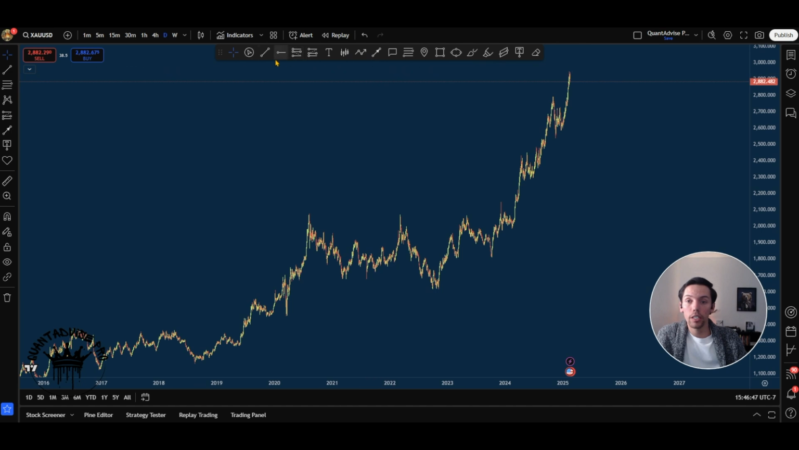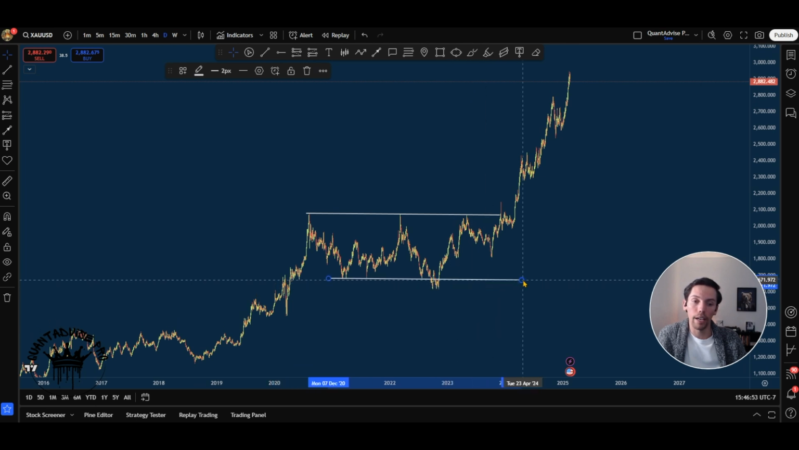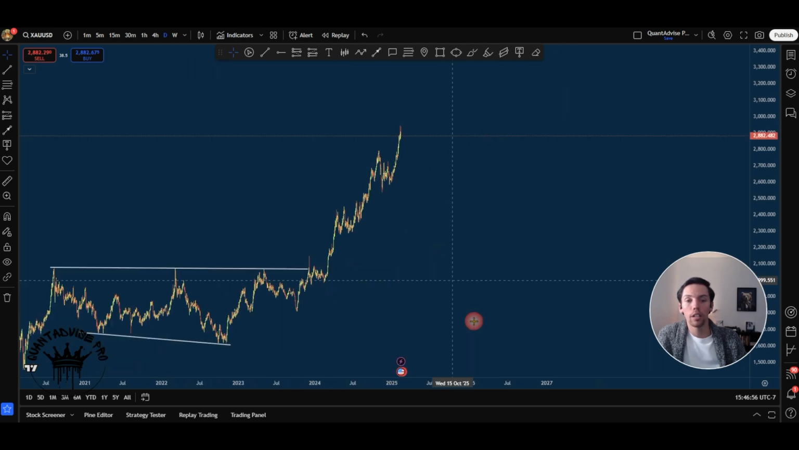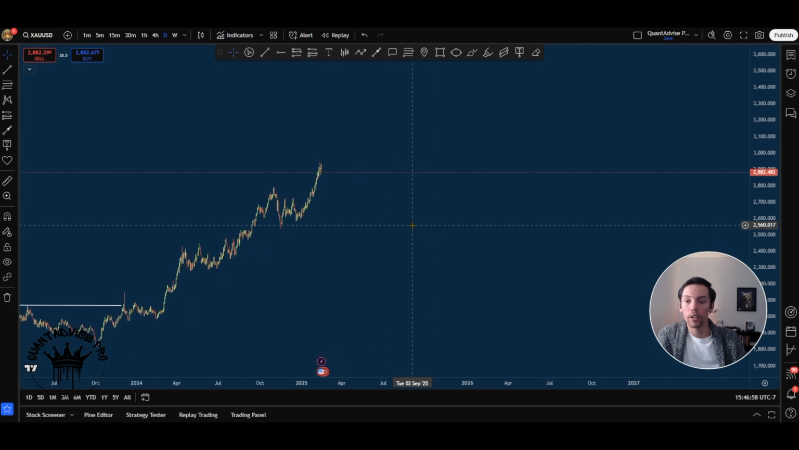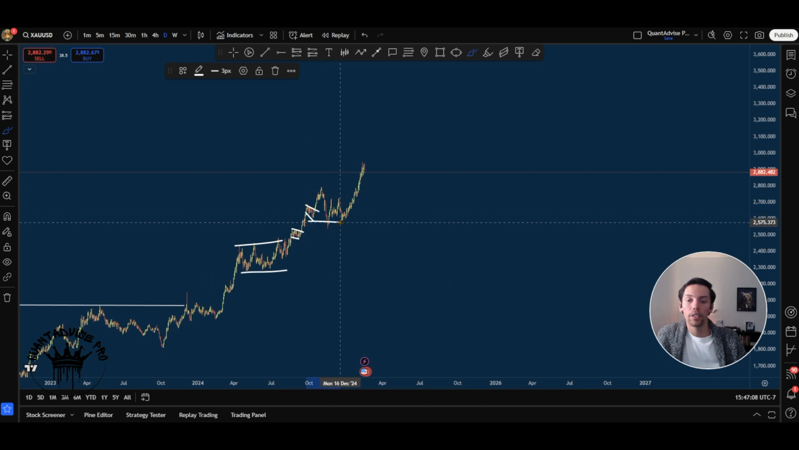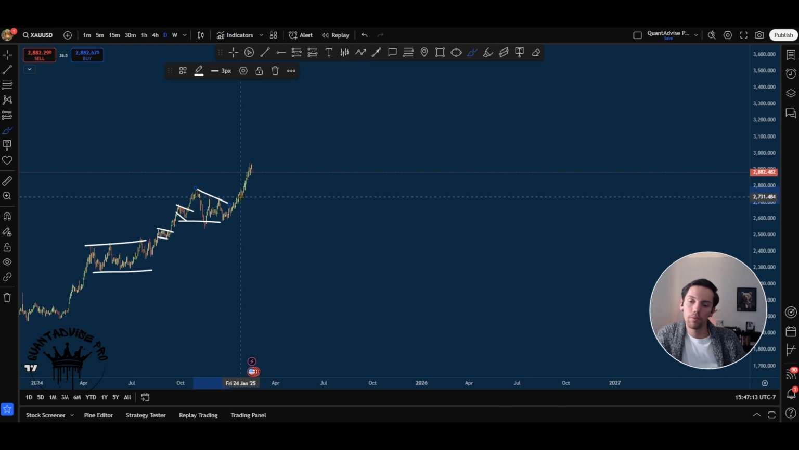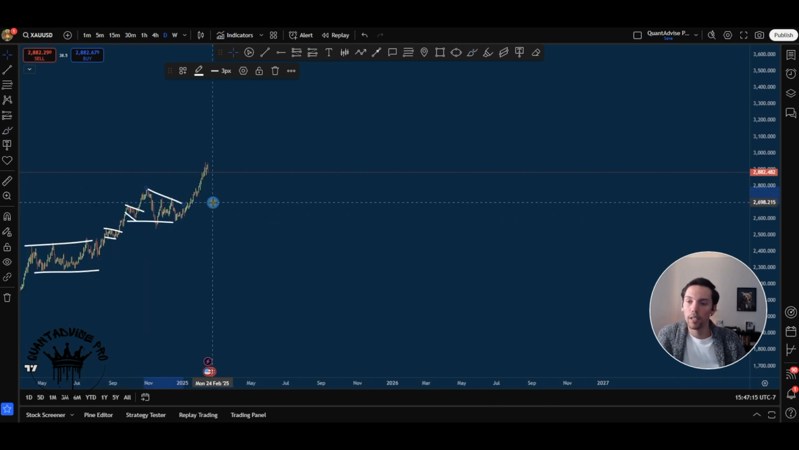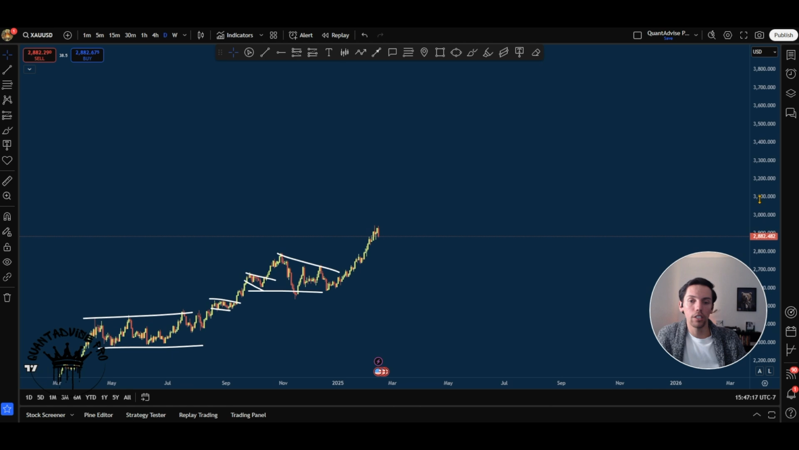Now, the first thing that I've spotted on this chart is we had a beautiful flag here, like so, before price continued to push higher, into which it gave us a flag here, like this, another one here, came down, grabbed liquidity, kind of made like this triangle, I guess you would say, and then price continues to push higher.